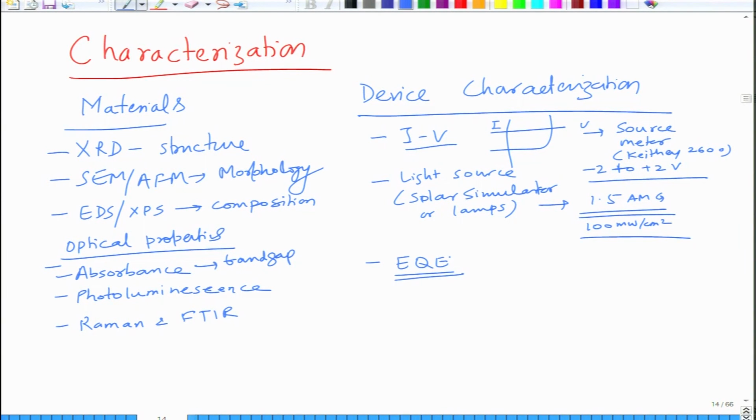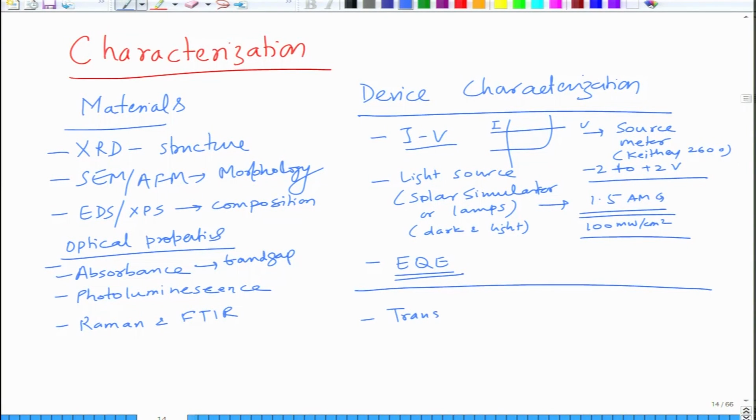These are specialized systems which one can buy or one can fabricate if you have sufficient expertise. And of course IV measurement one needs to conduct in both dark and light conditions, and then look at the diode behavior, what kind of current you get, what kind of voltage you get, what kind of fill factor you get, and so on and so forth. External quantum efficiency measurement is important to look at the quantum efficiency at high wavelengths, at low wavelengths, and at middle wavelengths.